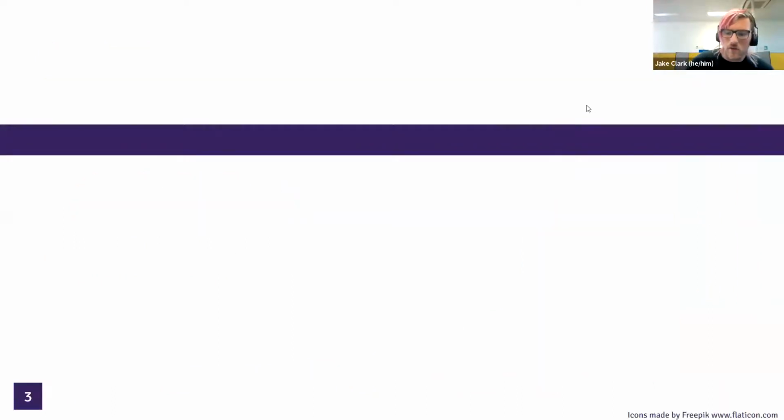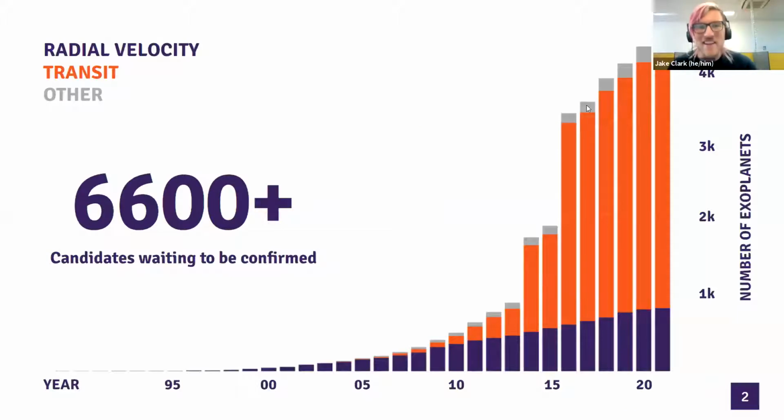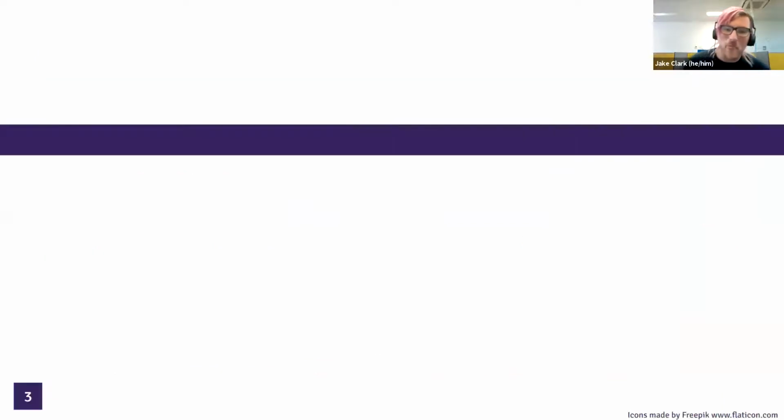And so just going back here, you can see that there are two main methods to find planets. Rob talked about the transit method, and there's also the radial velocity method. So with the transit method, you can get the radius of a planet, and then with the radial velocity measurements, you can get the mass of a planet.